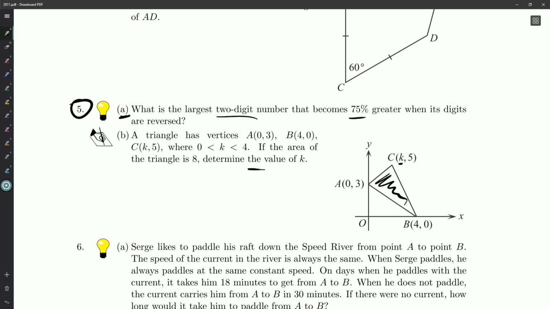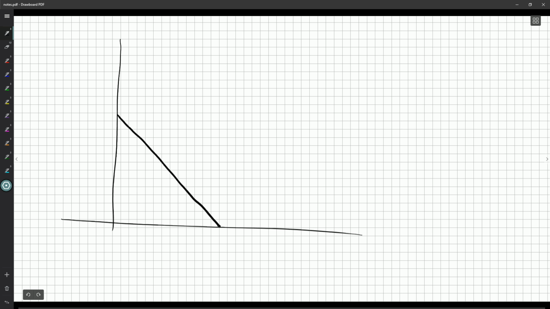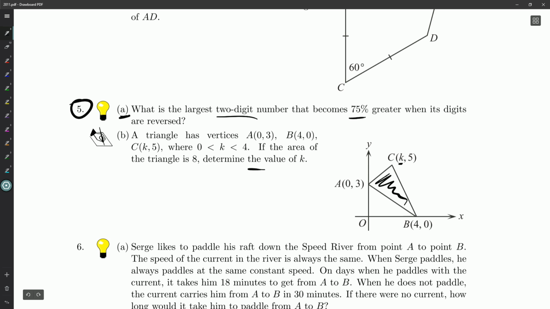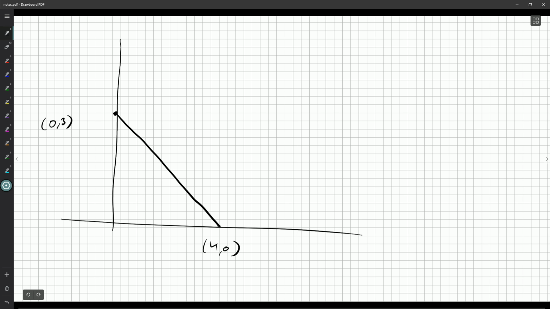Okay, so what can we do? Well, I'll draw a little picture here. Maybe with some nicer axes. That's a little bit better. Okay, so we've got the points (0, 3) and (4, 0). I don't think it really matters, it's just a reflection. But, okay, there we go. And we know K is somewhere, but we're up here at a height of 5. We definitely know we're at 5. So we're talking about this triangle right here. Now we know its area needs to be 8.